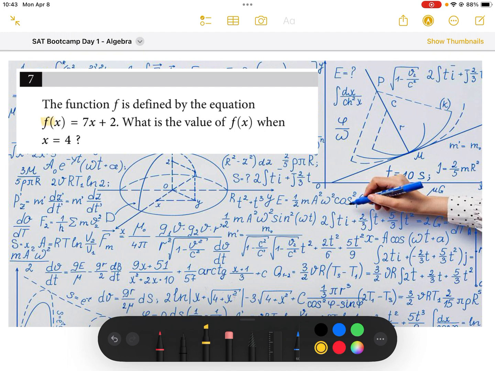So our function here is f of x equals 7x plus 2, and x is 4. So we're going to take 4 and substitute it in for x. So I'm going to have 7 times 4 plus 2. 7 times 4 gives us 28, and 28 plus 2 gives us 30. So our solution for this problem is 30.